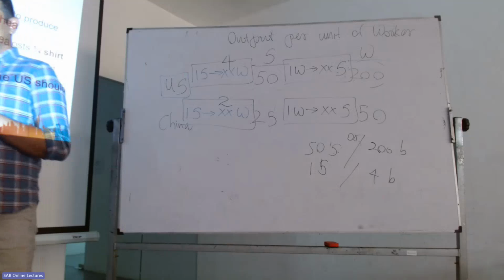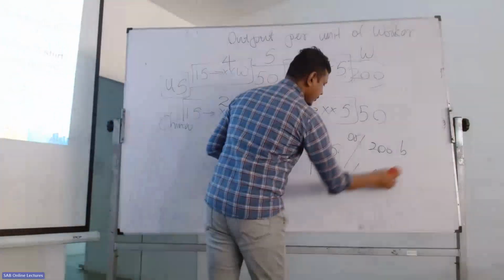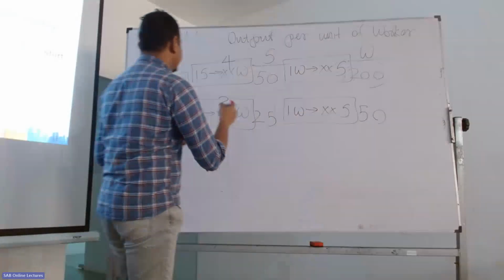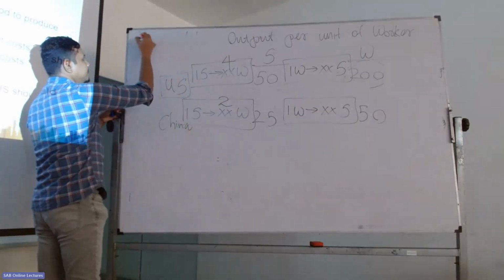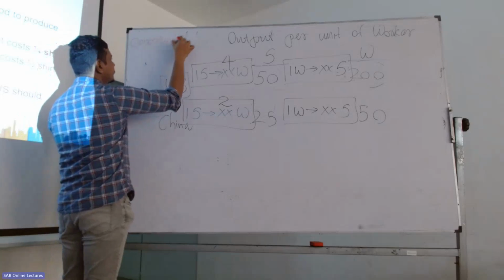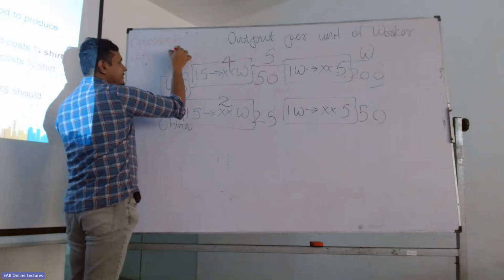So it is easier if you understand in this way. Opportunity cost. I will introduce a formula to calculate opportunity cost. Opportunity cost is what is sacrificed.